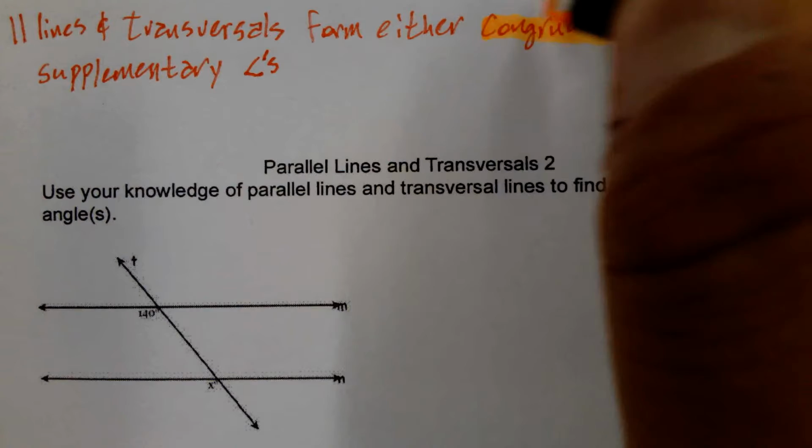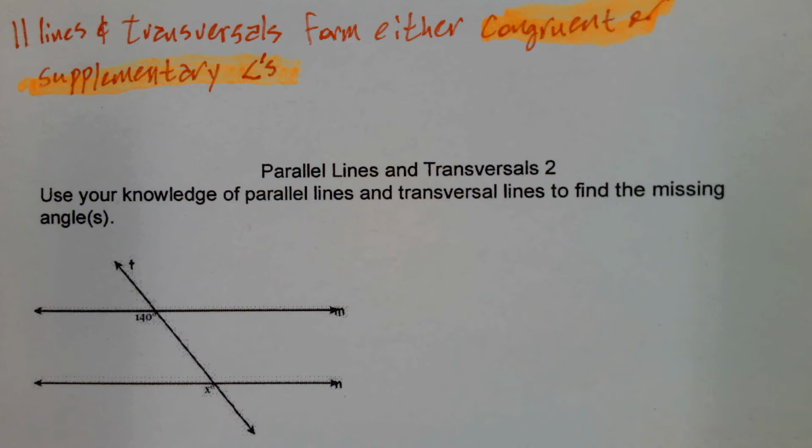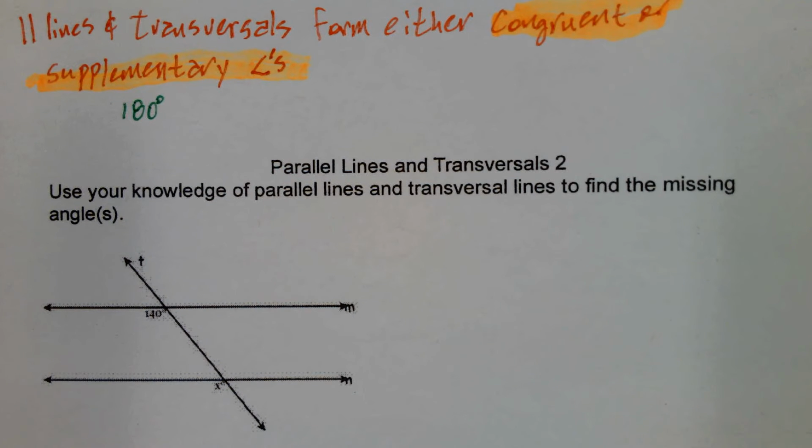When two angles are congruent, what does that mean? Does anyone know and can share? They're equal. So it forms equal size angles. Or how about angles that are supplementary? Supplementary means they total up to 180 degrees.